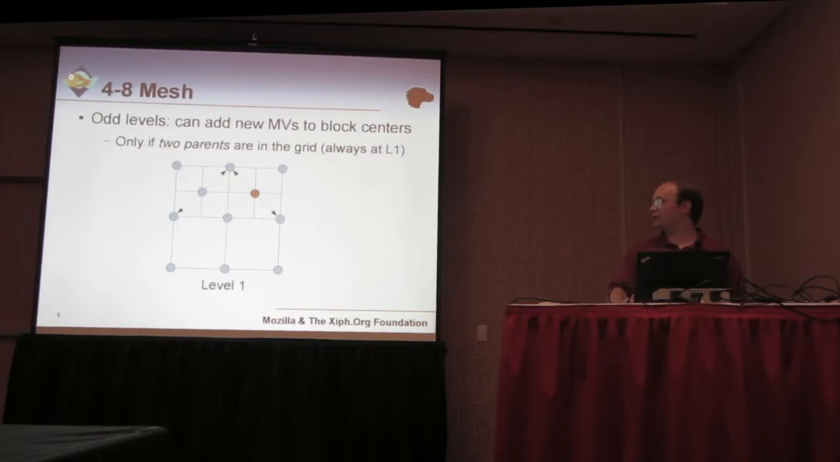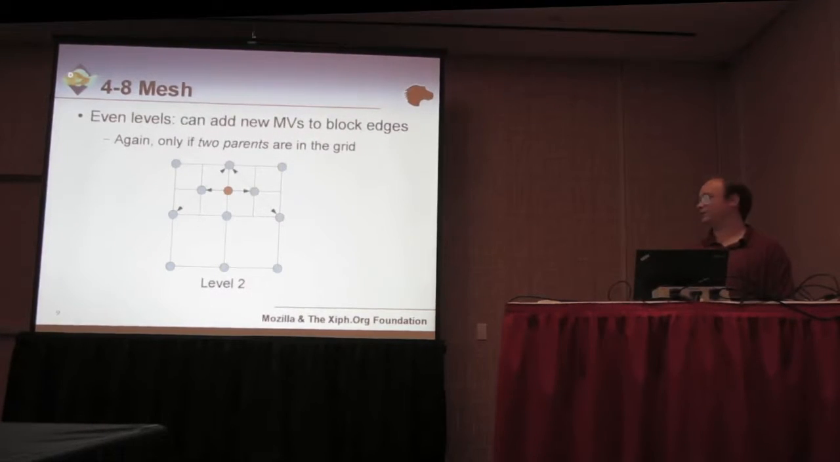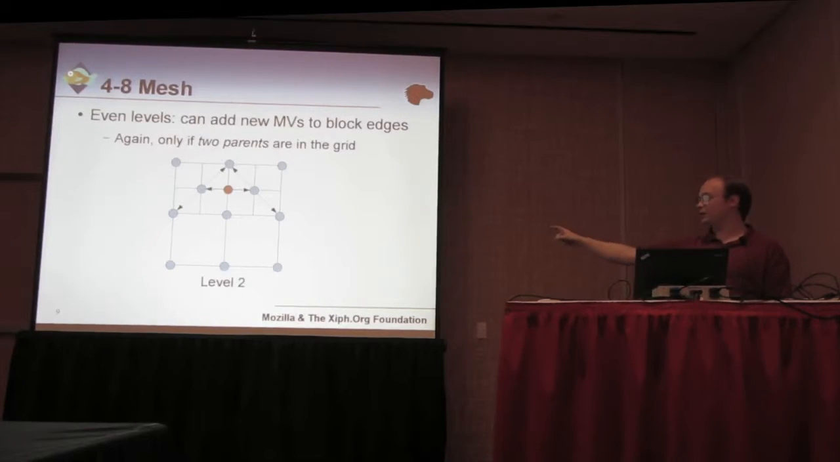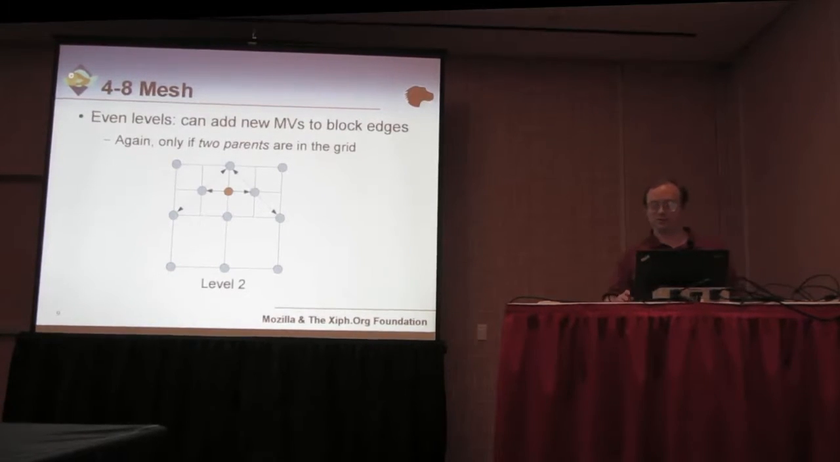Now we go to an even level. At the even level, I add new motion vectors to block edges, right? Again, I can only do that if I have 2 parents in the grid. So I can add that motion vector that I've shown there because I have the 2 adjacent neighbors, but I couldn't add ones to the other block edges in this because I don't have the corresponding level 1 vertex.